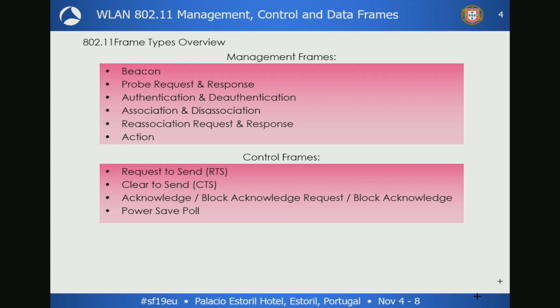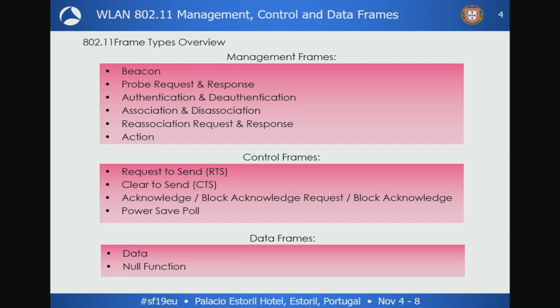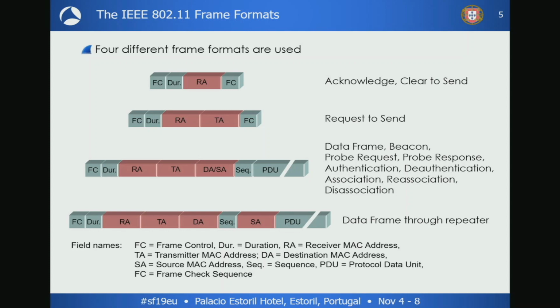So here is a list of the frames which are visible in the air. This list is not really complete if you compare with the standard. In the standard there are more of these frames defined, but these are the ones which you normally would see. So let's focus on these ones. If you understand this, then you understand how to troubleshoot. The beacon, of course.